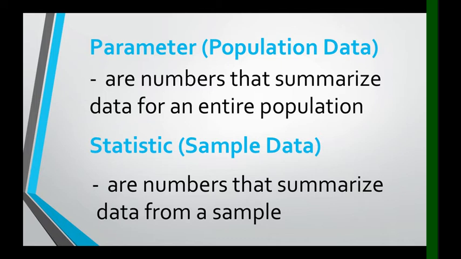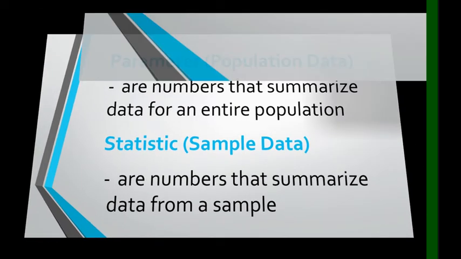Ang parameter kasi is kabuuan. Ang statistics is sample lamang. Kumuha ka ng sample. Pero yung statistic tsaka parameter, pareho silang summarized data. Okay? To understand it better, let's have the following examples.